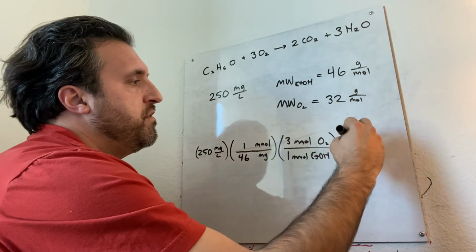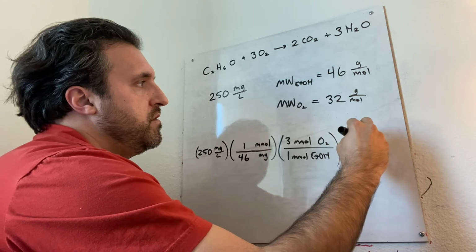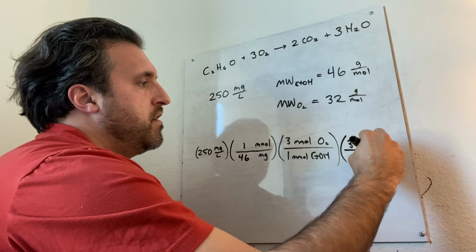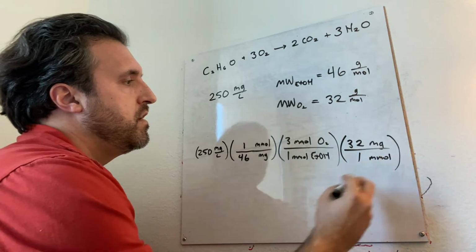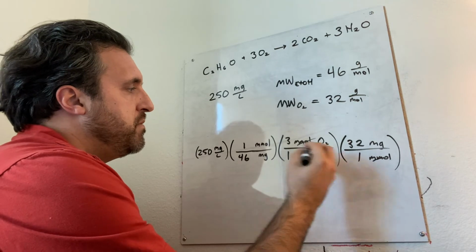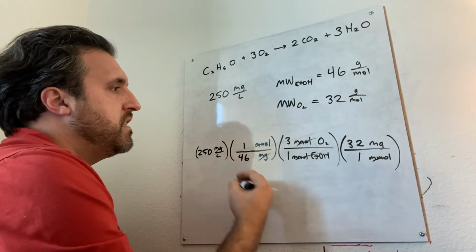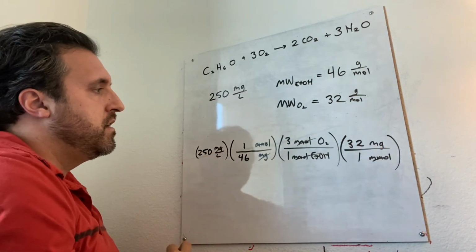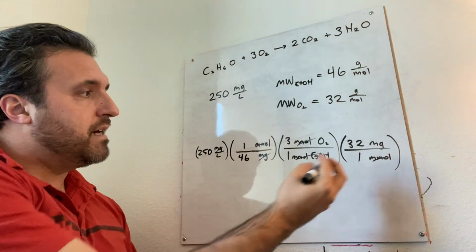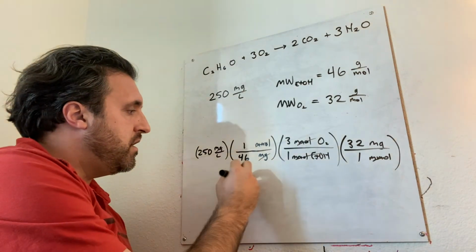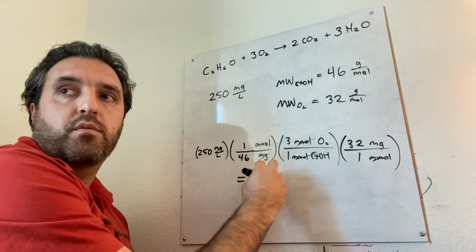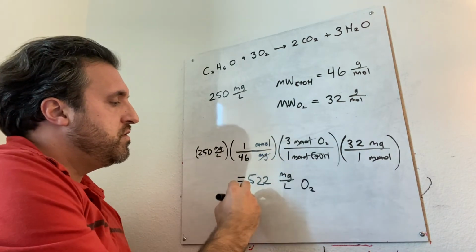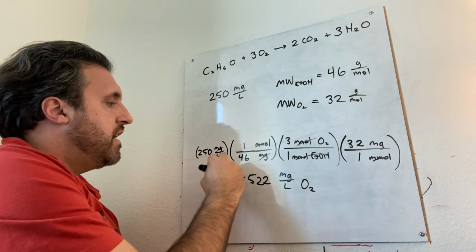And then finally we've got 32 milligrams of O2 for every 1 millimole of O2. Millimoles of O2 cancel out, millimoles of ethanol cancel out, milligrams cancel out of ethanol, and we're left with milligrams of O2 per liter. So if we calculate that, it should give us a value of approximately 522 milligrams per liter of O2. This would be our theoretical oxygen demand.